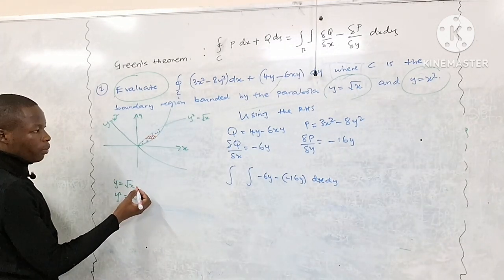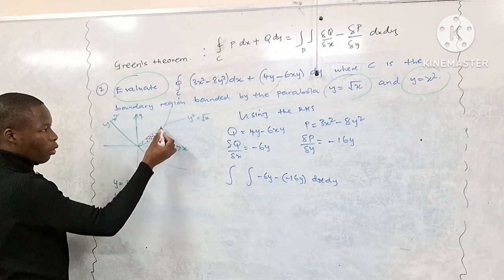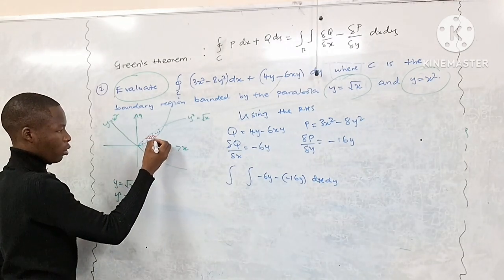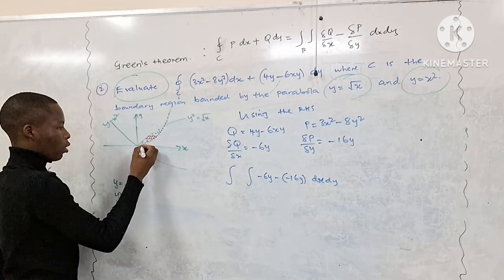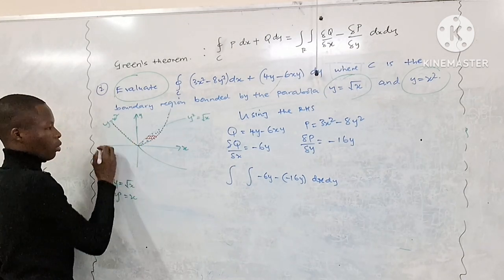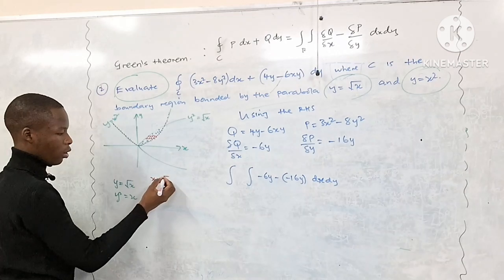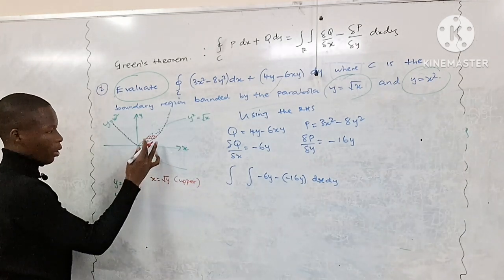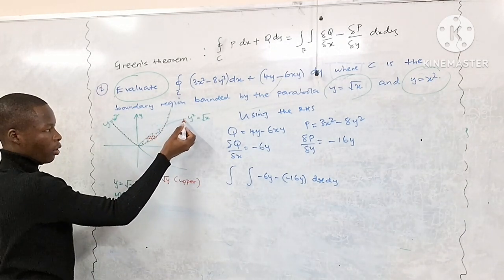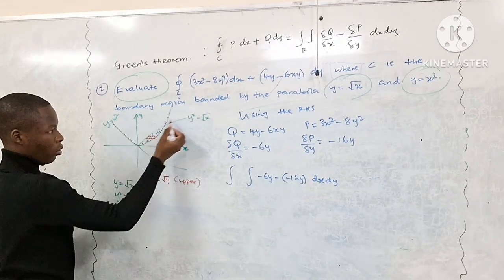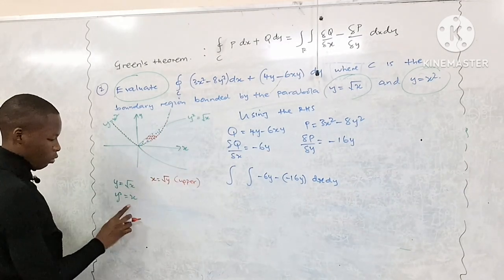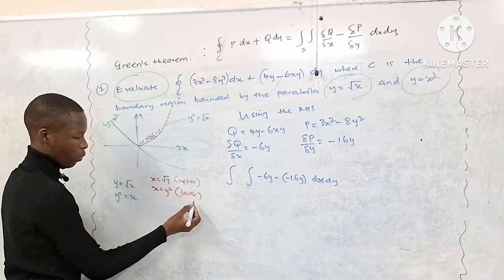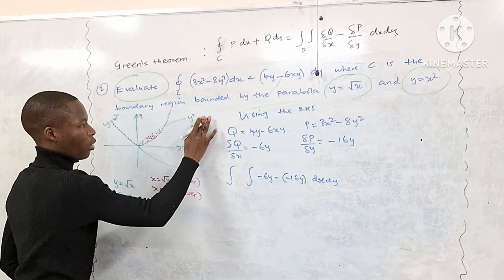From this graph, the upper limit of x is from this curve. This is the curve of y is equal to x squared, so you make x the subject of the formula. X is equal to root y. This is the upper limit. What about the lower limit? The lower limit is from this curve. This is x is equal to y squared.